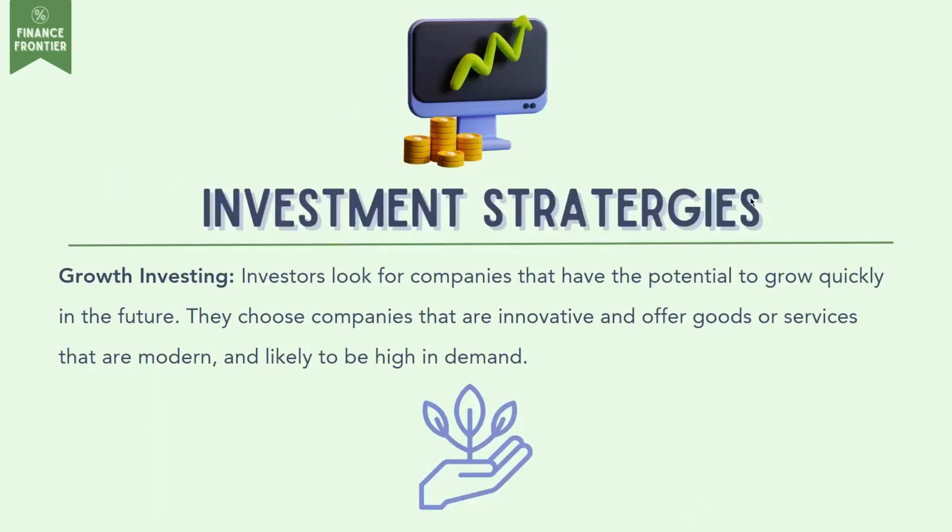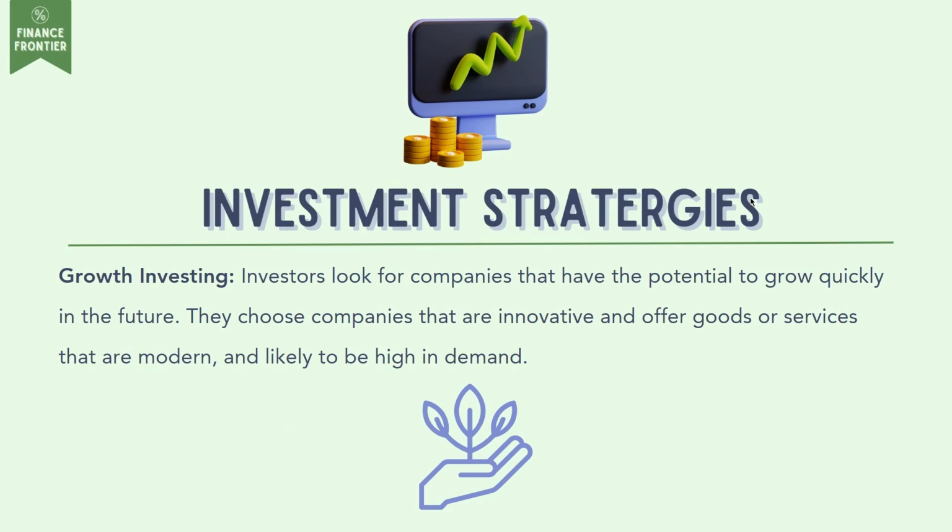Alright, so now that we've looked at the different ways in which we can evaluate a company's performance as well as its valuation, it's time to have a look at the different investment strategies that we can apply while investing. The first investing strategy is growth investing, where basically you as an investor want to look for companies that have the potential to grow quickly in the future. You have to choose companies that are innovative and offer goods or services that are modern and likely to be in high demand. This traces back to the point of purchasing stocks in companies in growing industries or companies that produce products that are high in demand.